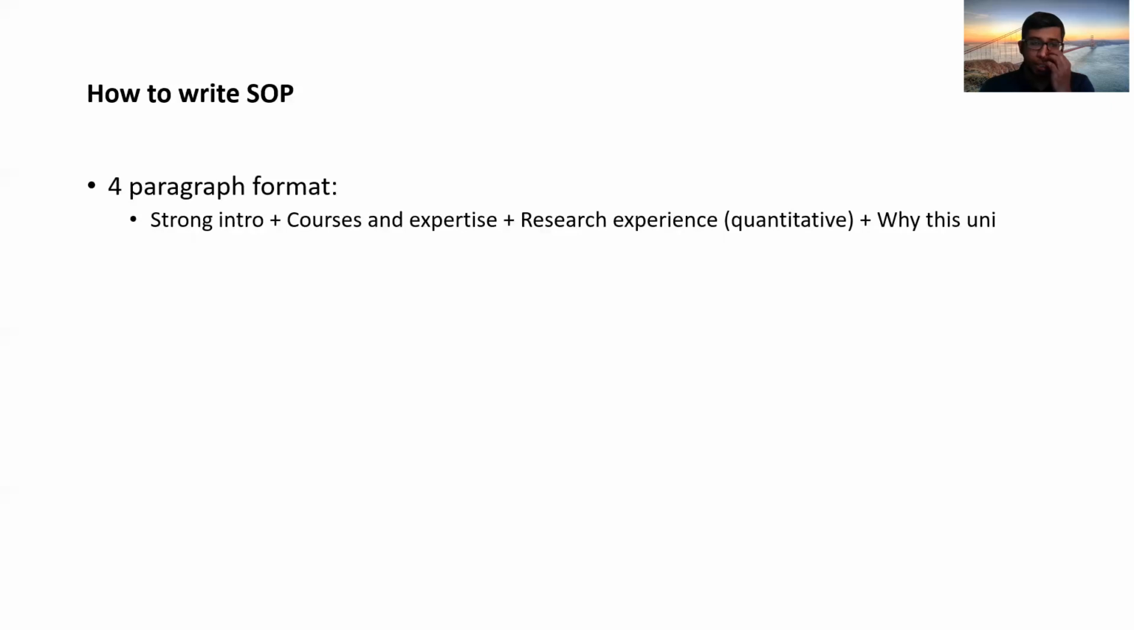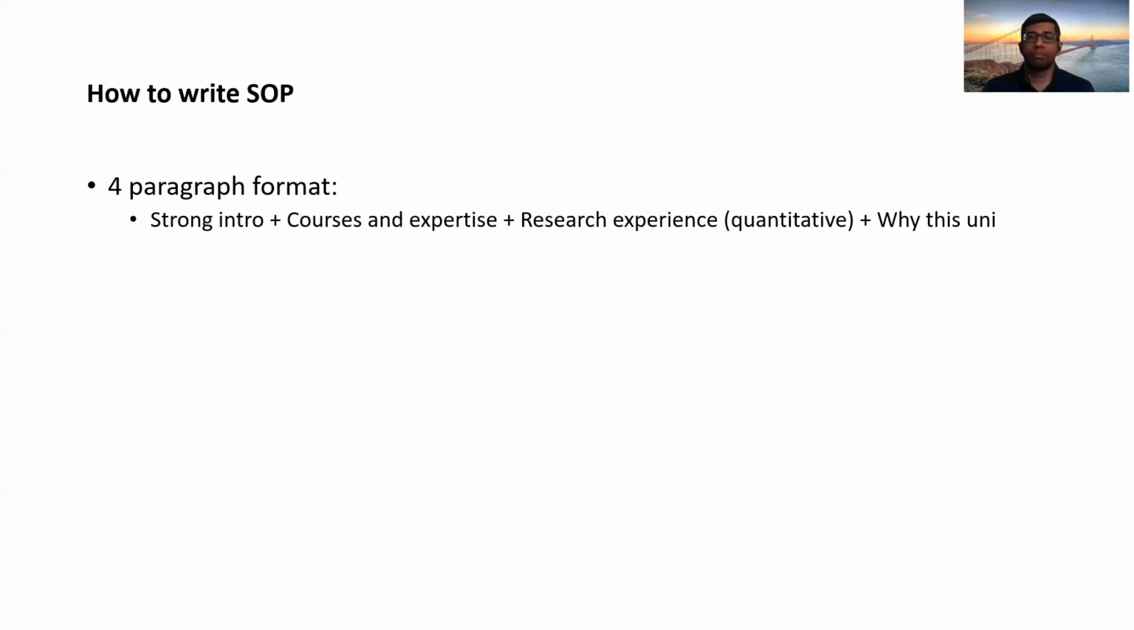Now come to writing SOP. For writing SOP or statement of purpose, a 4-paragraph format is ideal. You should always start with a strong introduction and an academic statement, like where you're applying and with what credential. You should very concisely mention what research expertise you have for this particular position.